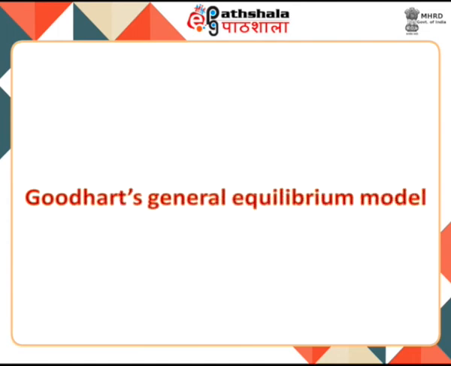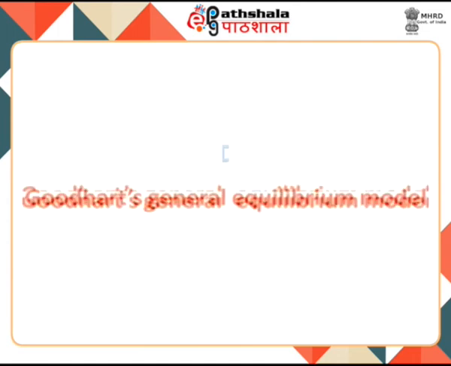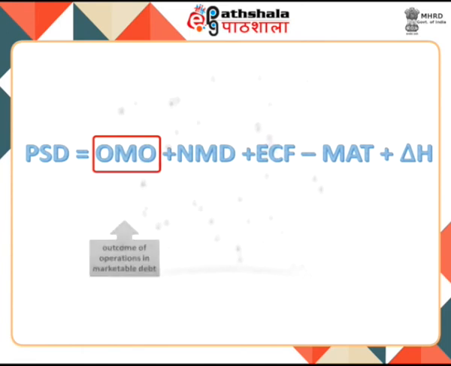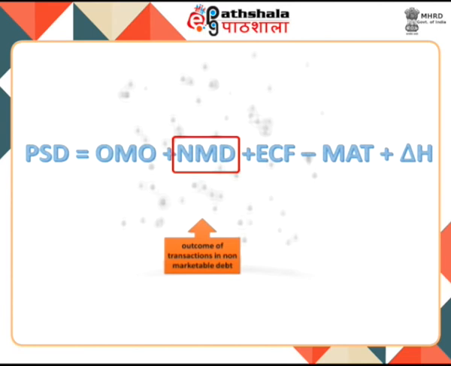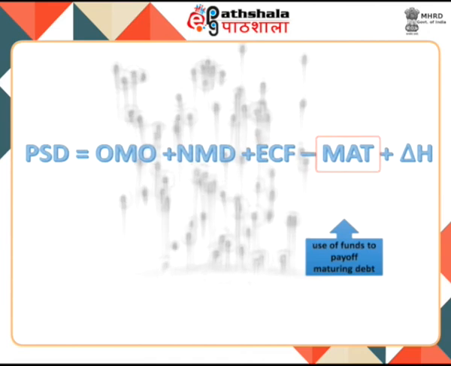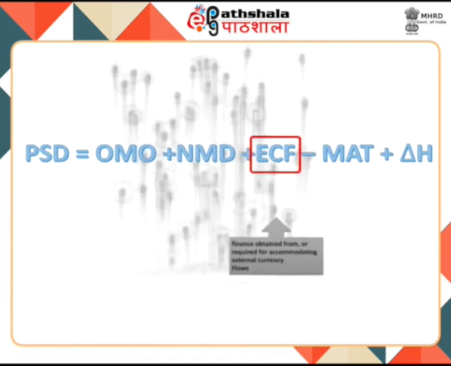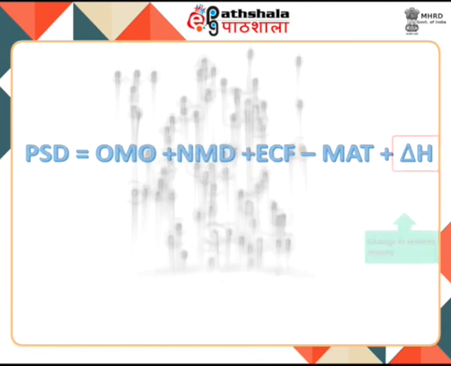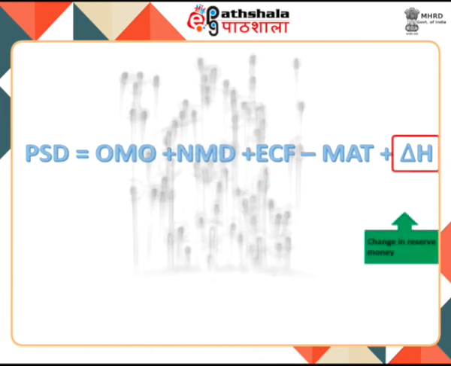Let us now understand Goodhart's general equilibrium model. It works with the flow of funds identity, where PSD equals public sector deficit, OMO equals outcome of operations in marketable debt, NMD equals outcome of transactions in non-marketable debt, MAT equals use of funds to pay off maturing debt, ECF equals finance obtained from or required for accommodating external currency flows, and change in H equals change in reserve money.